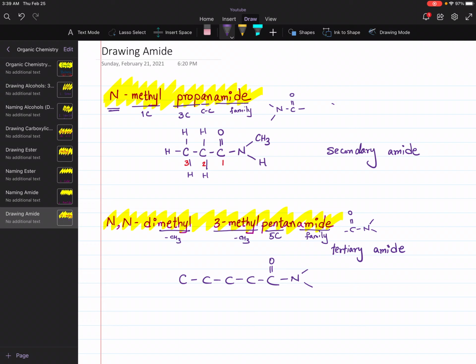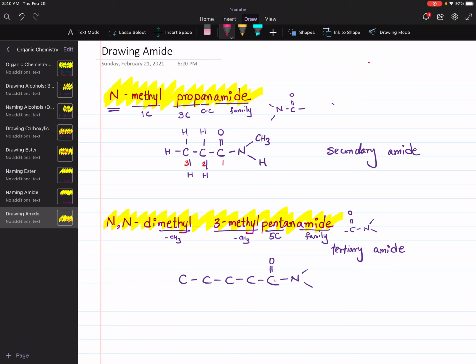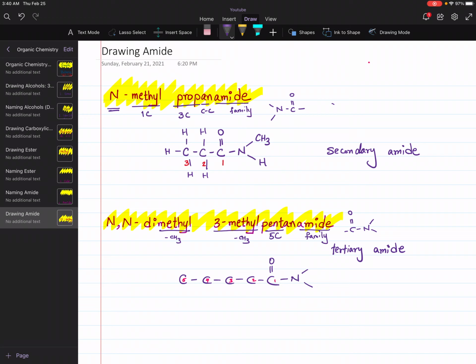On this pentanamide, it says 3-methyl pentanamide, so that means on the third carbon there is a methyl group. Which one is the third carbon? This is carbon number 1, 2, 3, 4, 5. We start counting from the carbon double bonded to the oxygen and single bonded to the nitrogen. Now we can put the methyl on the third carbon. It can go above or below, it does not matter, because this is a single bond and it can rotate. So we have 3-methyl pentanamide drawn, minus the hydrogens.